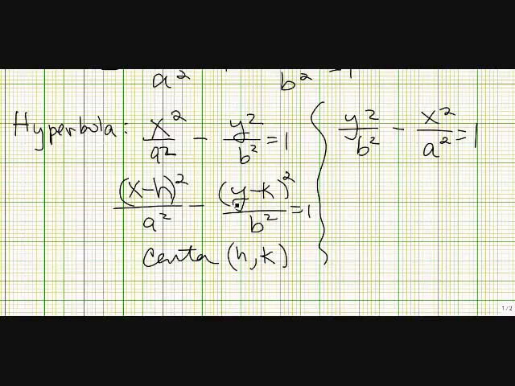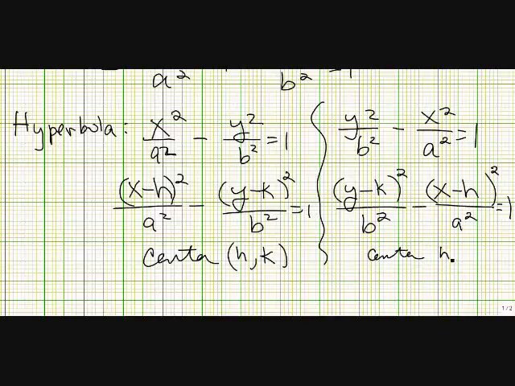Or for the vertically oriented, y minus k squared over b squared minus x minus h squared over a squared equals 1. Remember, the k stays with the y, the h stays with the x. So this too has the center at h, k. And remember, we do it so that the a's follow the x around and the b's follow the y around.